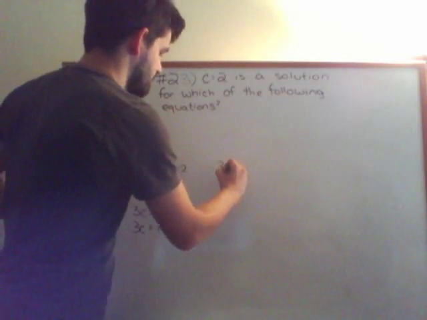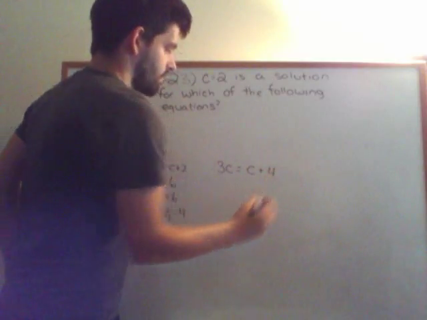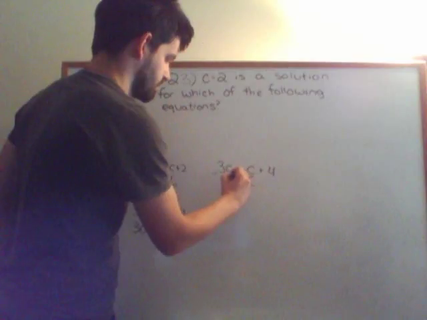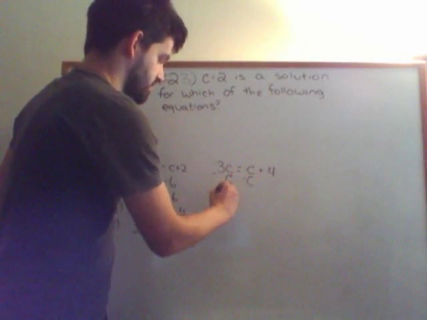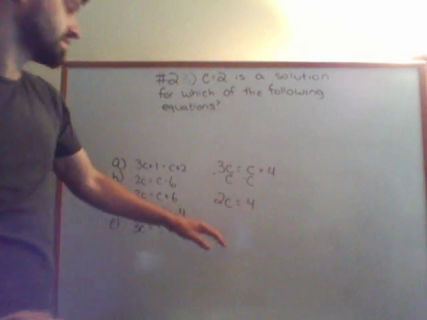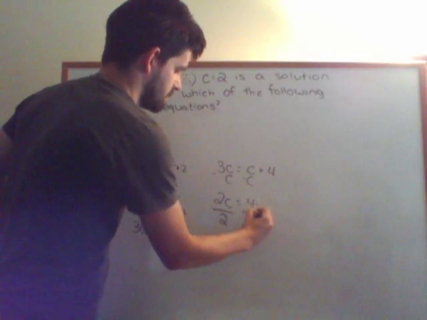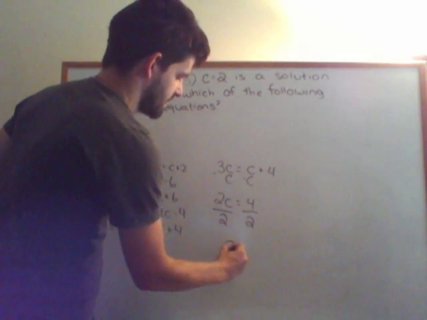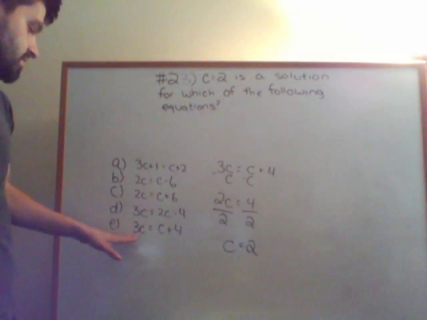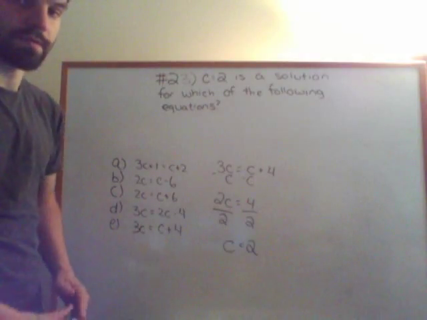We have 3c equals c plus 4. We're going to subtract c from both sides, again isolating the variable. This is going to give us 2c is equal to 4. Now we're going to divide both sides by 2, and we're going to get that c is indeed equal to 2. And that proves that this last choice, 3c equals c plus 4, choice E, is our solution.